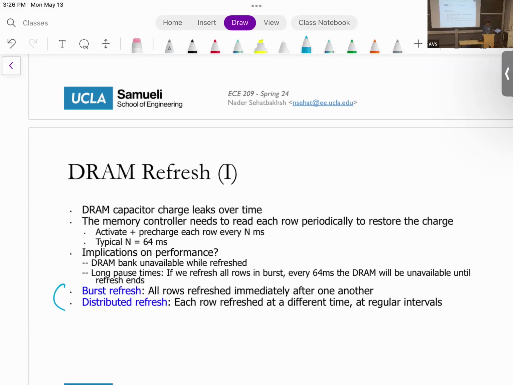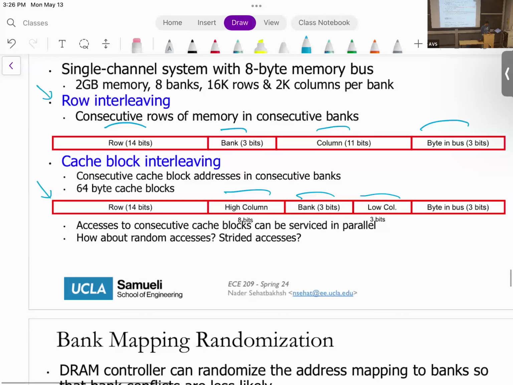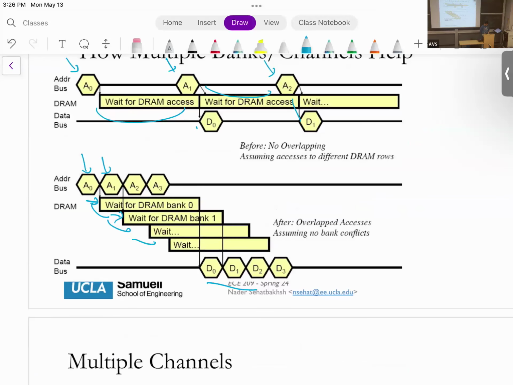Yes, because regardless of how many requests I have, as long as I can overlap them like this, then I'm good. Ideally, if you have 8 requests, you want each one to be assigned to a different bank. If you have 9, then one will go into one of those banks.